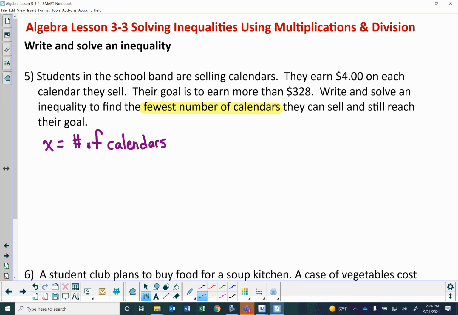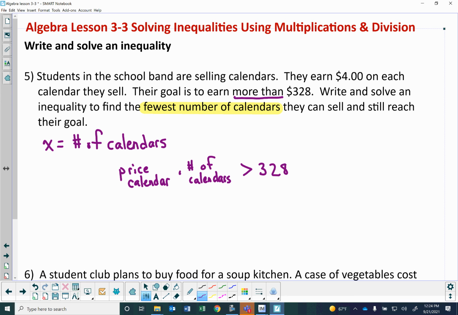Okay. They earn $4 for each calendar. Their goal is to earn more than $328. So the price of each calendar times the number of calendars has got to be greater than $328, because it says more than.